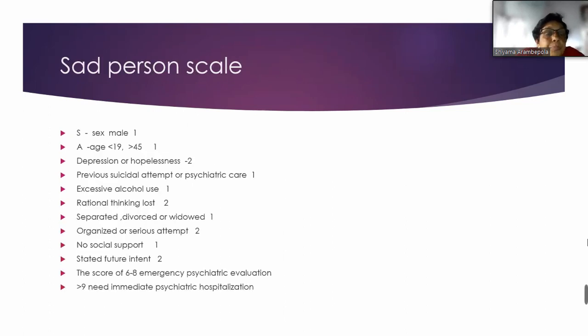Okay. Then we have this SAD PERSONS scale, which will help us to scale out the future suicidality of the person, right? This is for whether the person is going to harm themselves or not in the future. This can be used as a cross-sectional thing as well as a longitudinal thing. Suicidal intent was a cross-sectional thing. It will give some idea about the longitudinal suicidal risk. In future, what will happen?